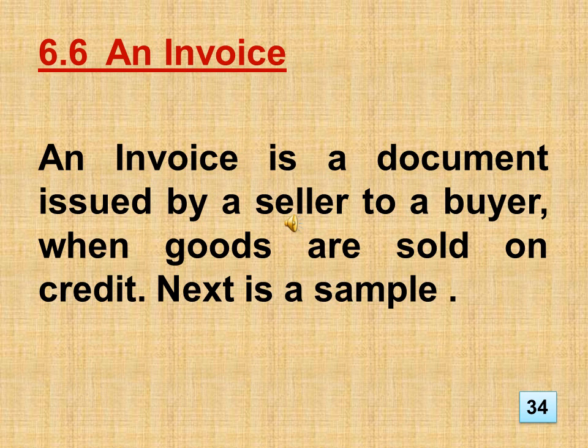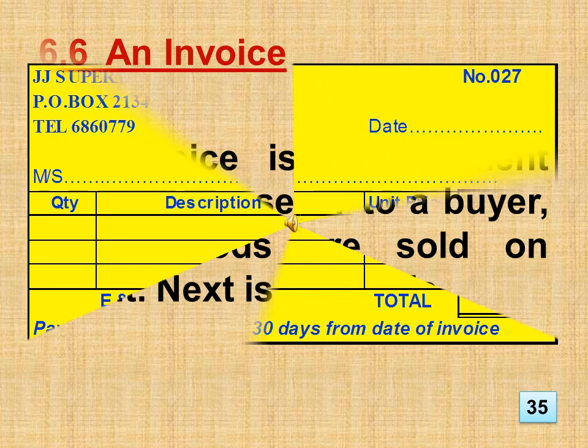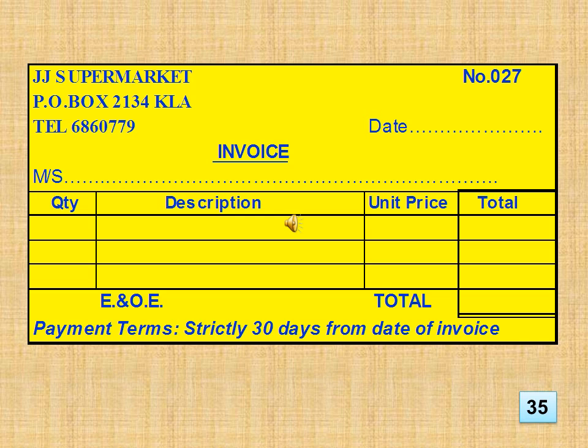Section 6.6. An invoice. An invoice is a document issued by a seller to a buyer when goods are sold on credit. Next is a sample. This is an invoice.